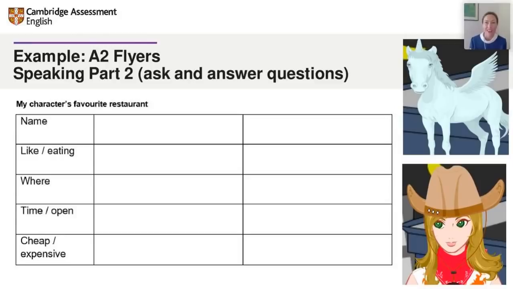So they personalize their own listening task. They choose an avatar. So we've got somebody who chose a unicorn. And then they have to make up the answers. And this was about my character's favorite restaurant. So they make up the answers. The name of the restaurant is Unicorn Land, for example. My unicorn likes eating rainbows. I don't know. They make up those answers.